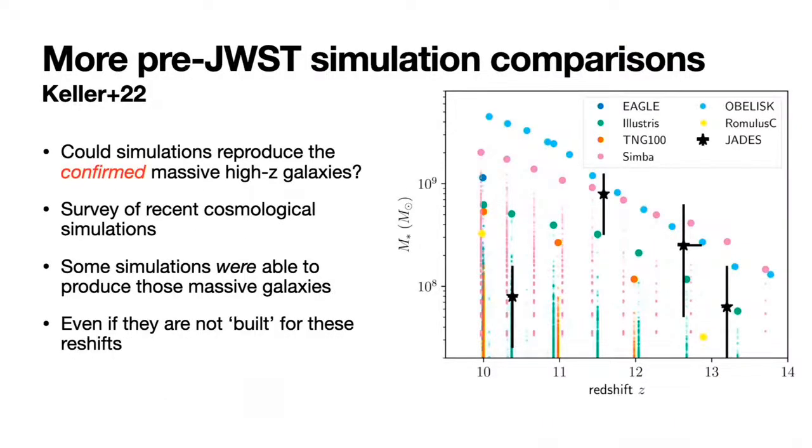There were also other works comparing spectroscopically confirmed masses and redshifts to existing simulations, some of which are targeted towards high redshifts, the Obelisk simulations, for example. They found that if you compare to the observed galaxies in 22, in at least some of these cosmological simulations you could reproduce the same kinds of galaxy masses as we were finding in observations. So maybe not a huge problem.